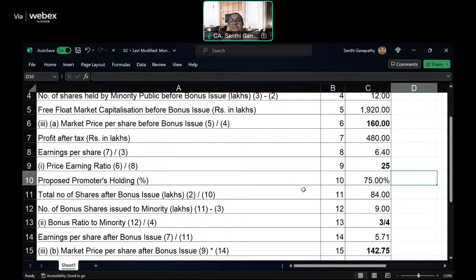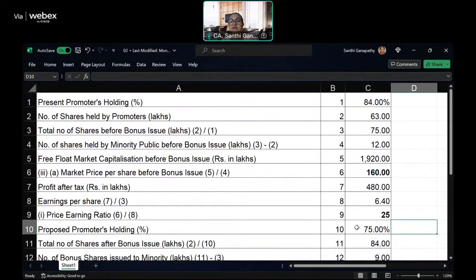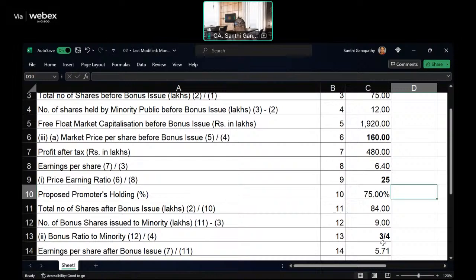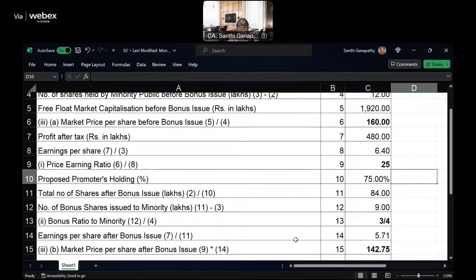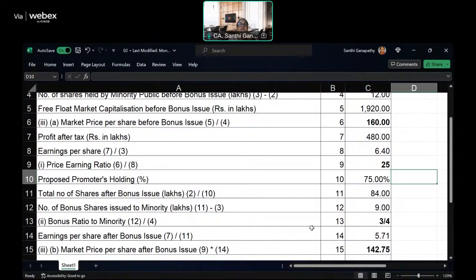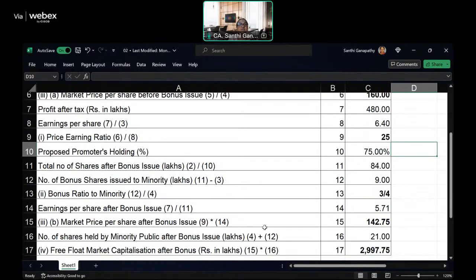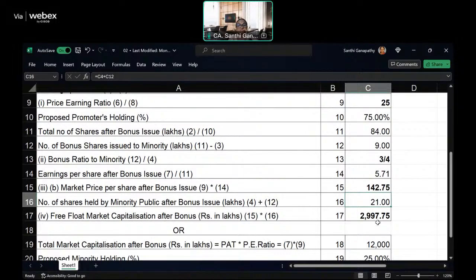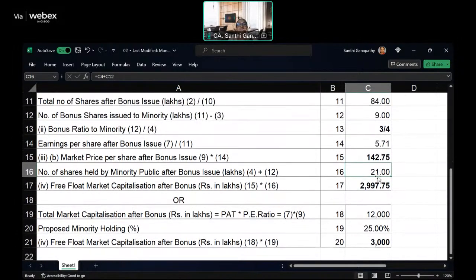Bonus ratio. They already hold 12. Now 9. So 3 for every 4. Earnings per share, how much will it be? Market price. Because same price earning ratio is maintained. After bonus issue, how many shares they'll hold? What is the free float market capitalization? Alternatively, we can simply take the total market capitalization, propose minority 25%. You can find out what is the free float market capitalization.